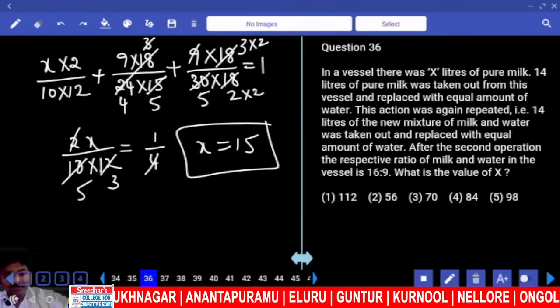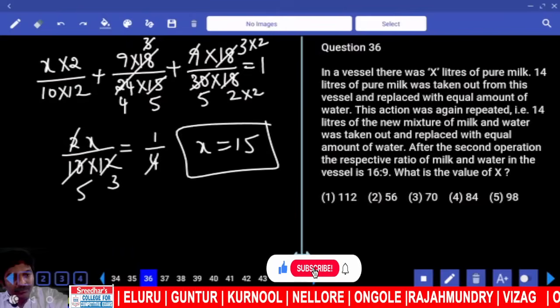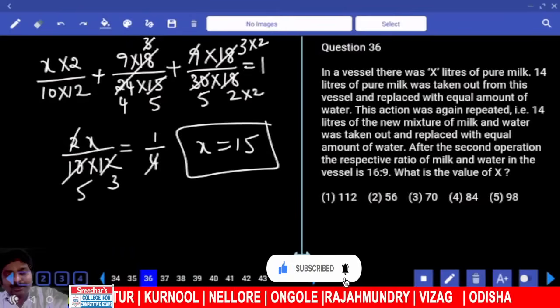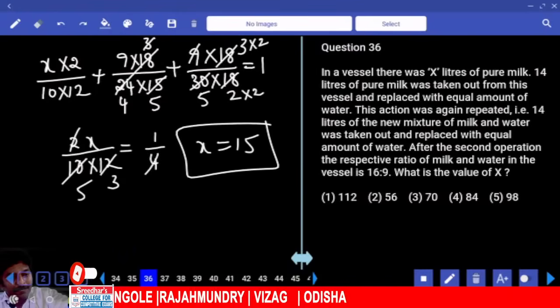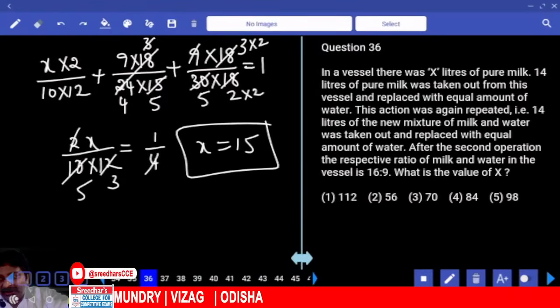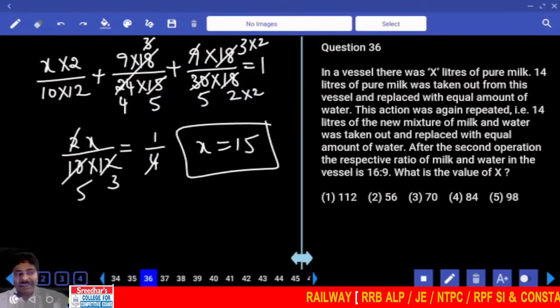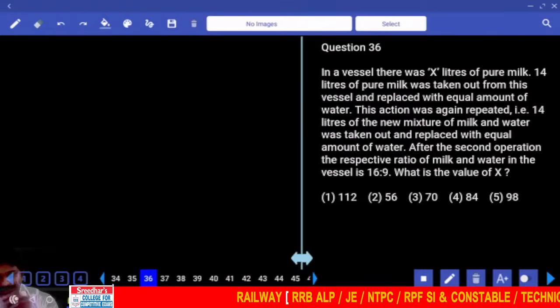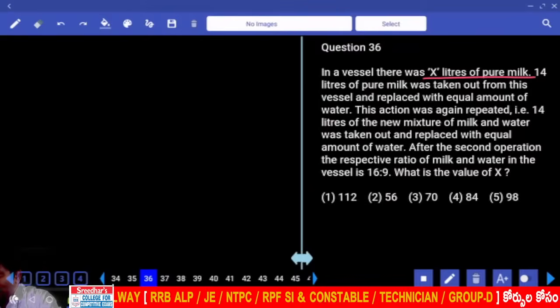Clear? In a vessel there was x liters of pure milk. 14 liters of pure milk was taken out from this vessel and replaced with an equal amount of water. This action was again repeated, that is, 14 liters of the new mixture of milk and water is taken out and replaced with an equal amount of water. After the second operation, the ratio of milk and water in the vessel is 16:9. What was the value of x? How many liters of pure milk was there initially?